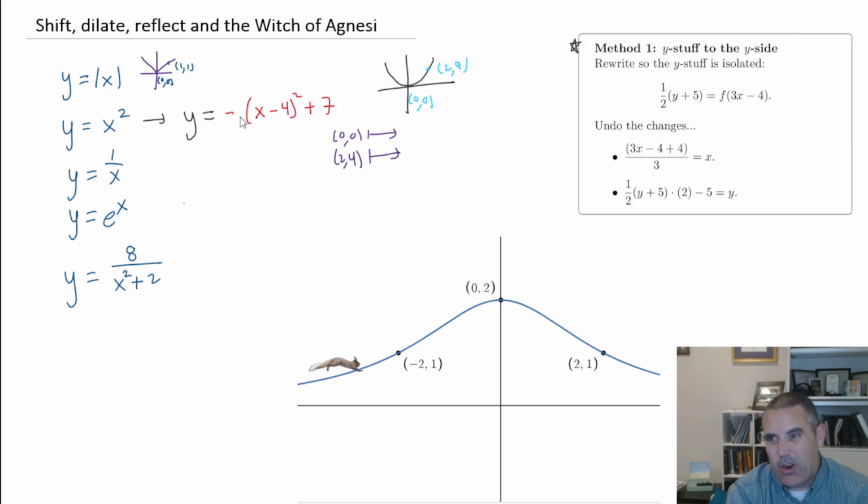Now, in this case, we actually already know what all this stuff does because that's the vector form. But if you wanted to, you can move the outside stuff to the other side, then divide by -1.